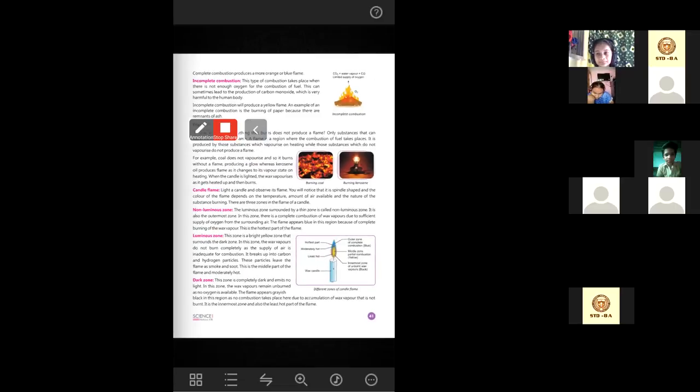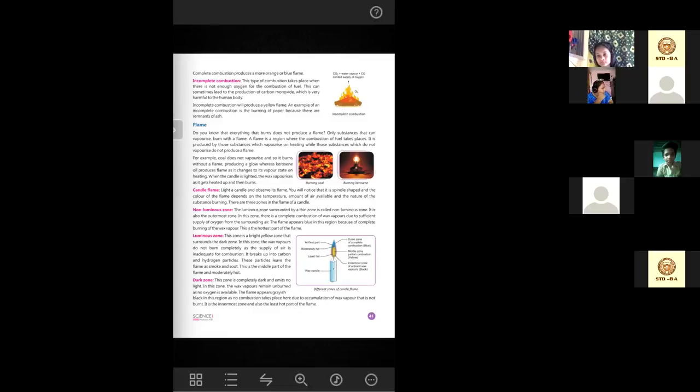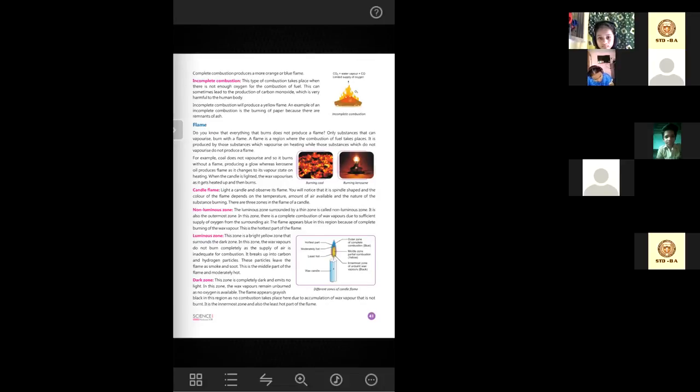Around the dark zone, there is the luminous zone. Surrounding the luminous zone, there is the non-luminous zone. So oxygen cannot reach the dark zone. No oxygen is available there, so this part remains unburned. Sorry, not incomplete combustion. No burning or combustion happens here. The flame appears grayish black in this region as no combustion takes place, due to accumulation of wax vapor that is not burnt. It is the innermost zone and the least hot part of the flame.